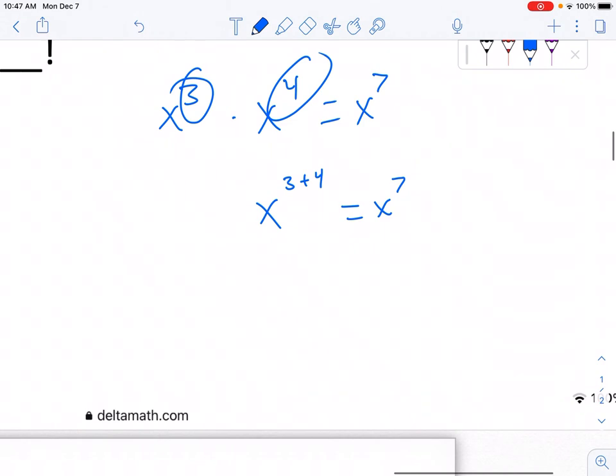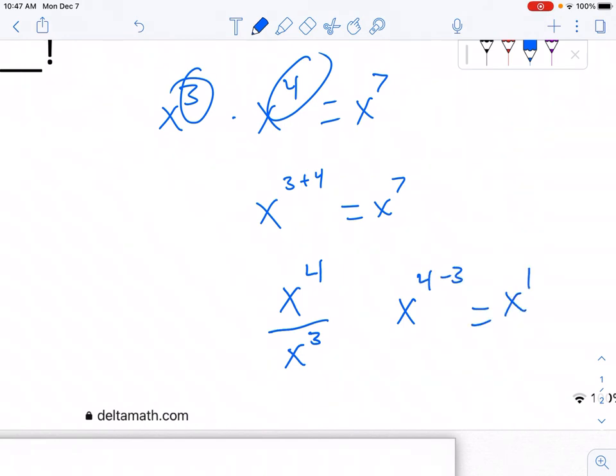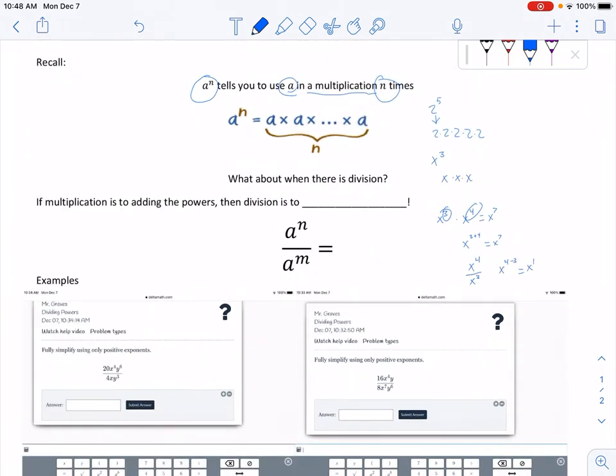When we divide, we are going to subtract our exponents. We're saying x to the 4 minus 3, which is x to the first. Okay? And I'm going to show you some tricks and things that I do. But if multiplication is to adding powers, then division is to subtracting powers.